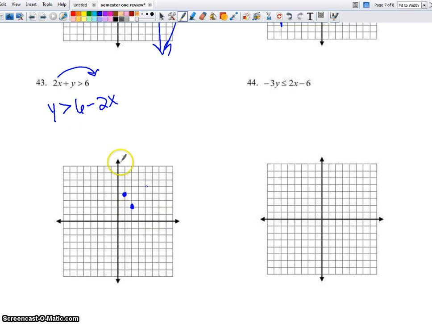It is a dashed line because there is not a line under the symbol. And remember, it points away, which is above, so I'll put my pencil on the line and go up. Here's where you shade.